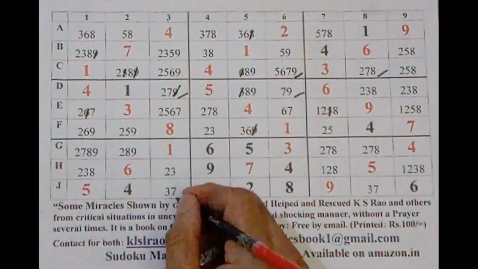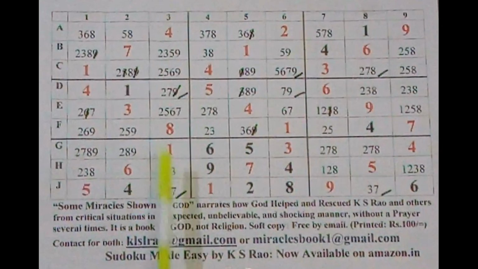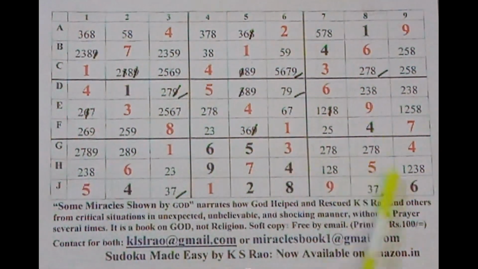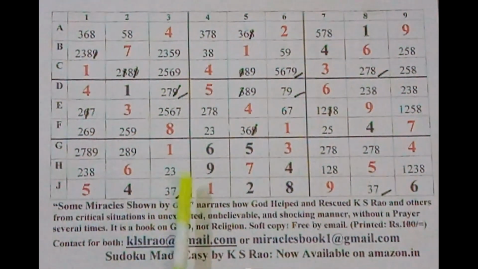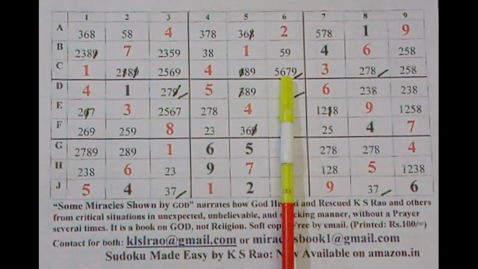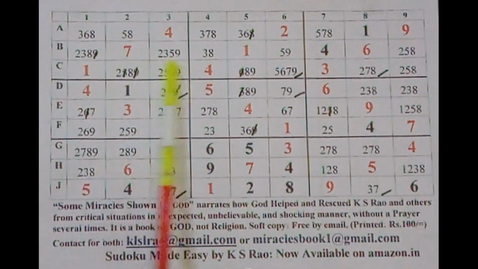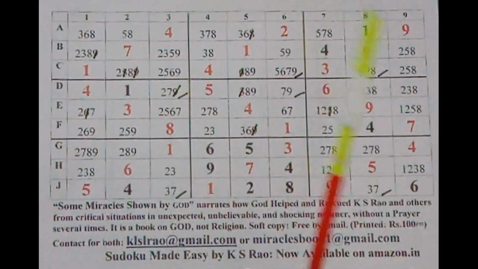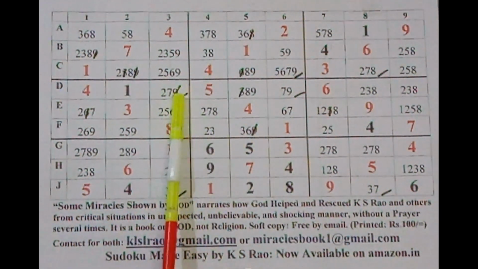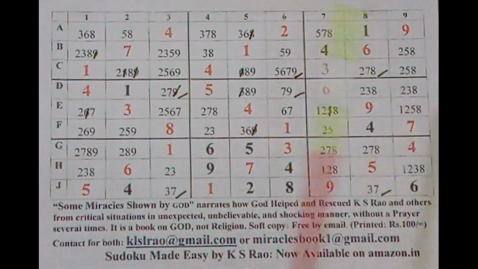This, this and this. You see, in all these 6 cells we have selected, that is 1, 2, 3, 4, 5 and 6, the number 7 is common in all these cells. Here we have a 7, here we have a 7, but that 7 is not repeated anywhere else in row C. Have a look. Similarly, in row D also we have a 7 here, we have a 7 here. It is not repeated anywhere else in this row.